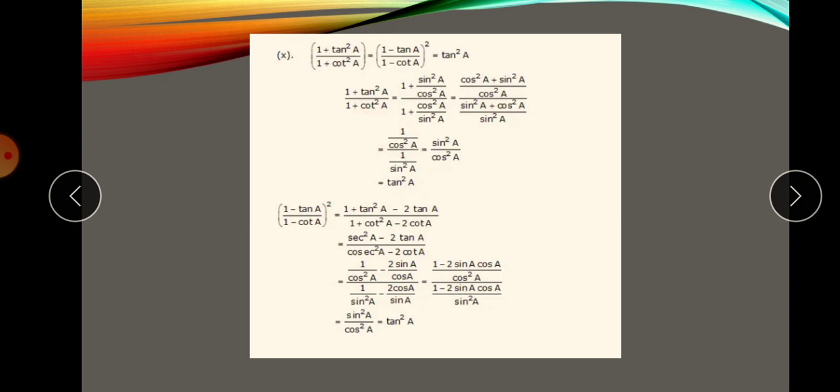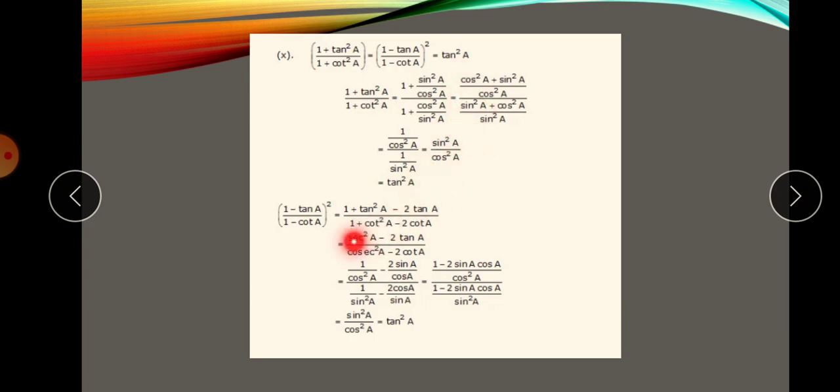In the exam they will ask only 2 parts, not 3 parts. But convert tan, as I told already, convert everything in terms of sin and cos, it will be easy. So tan is sin by cos, cot is cos by sin. Take LCM: (cos square plus sin square) by cos square A, and (sin square plus cos square A) by sin square. Then these both cancel. Then with the reciprocal, sin square by cos square is nothing but tan square.